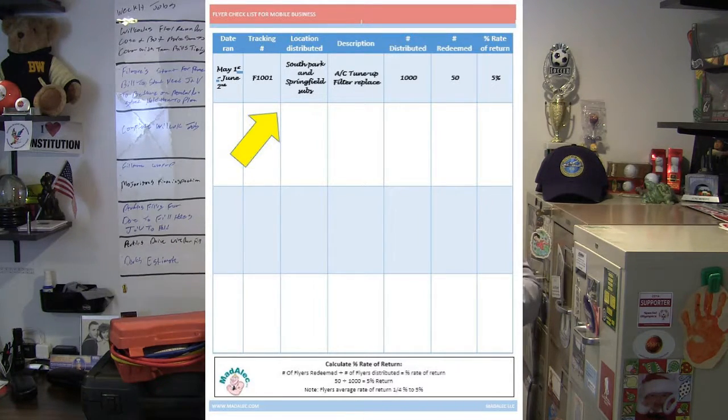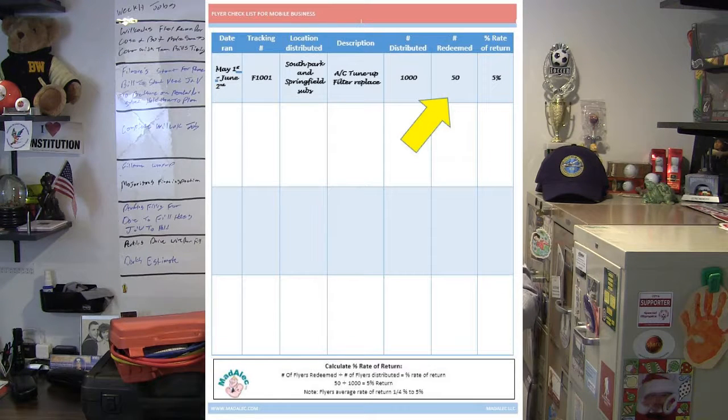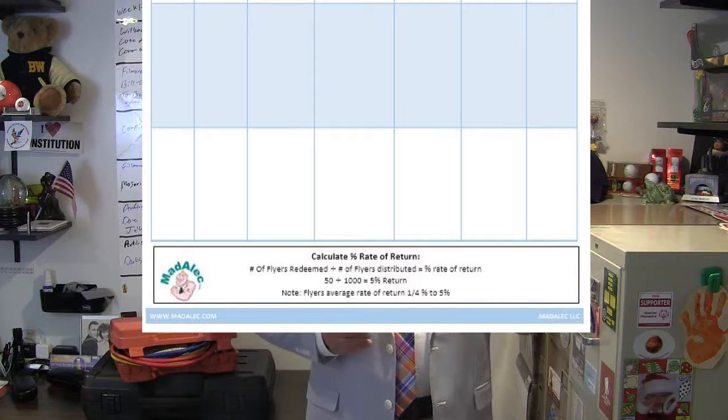Looking at the tracking information, one of the key things we want is information pertaining to where we put the flyer. So when did we run the flyer? What is the tracking number on the flyer? Where did we distribute the flyer? What was the flyer for? How many did we distribute? And then this is where you want to track it: how many did you get redeemed? That way you can do the math. At the bottom of the tracking sheet, you'll notice there is a calculation for your rate of return. Calculating this will let you know what your success rate was.